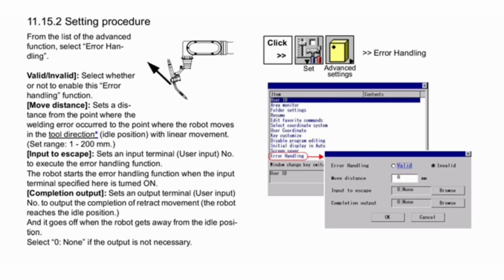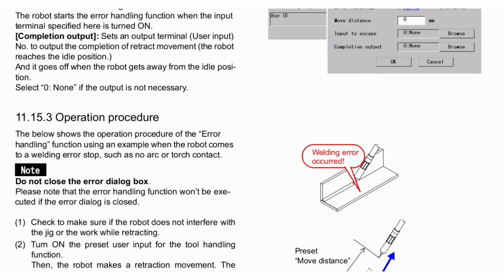Input to escape, sets an input terminal, user input, number to execute the error handling function. The robot starts the error handling function when the input terminal specified here is turned on. Completion output sets an output terminal, user input number, to output the completion of retract movement. The robot reaches the idle position and it goes up when the robot gets away from the idle position. Select 0, none if the output is not necessary.